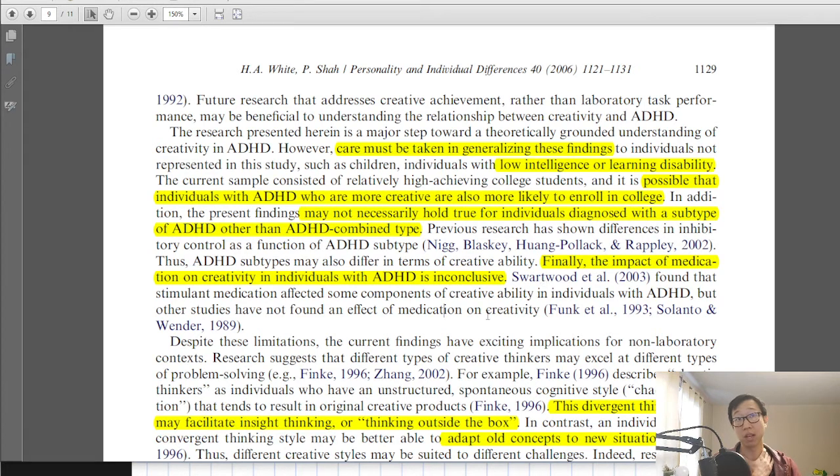So certainly at the time, I'd have to look at the literature to see if it's still true. But people prior to this 2006 study did take a look at that, and the results were inconclusive. I mean, one study found that stimulant medication affected some parts of creative ability, and other studies didn't find an effect of medication on creativity.